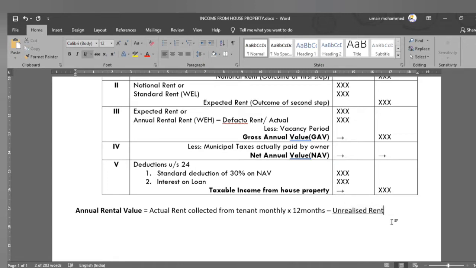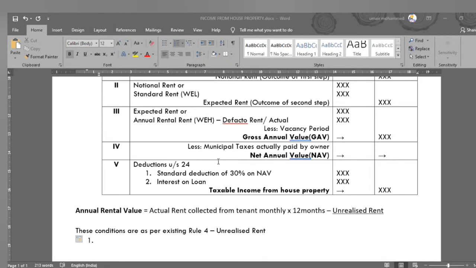So what the income tax department says is that if you want to claim unrealized rent, it is very important that you satisfy the conditions of rule number 4. Only if you satisfy the conditions of rule number 4, you can claim unrealized rent. In case you do not satisfy the conditions of rule number 4, you cannot claim unrealized rent. So what are these conditions mentioned in rule 4? The first condition is that the claim has to be genuine. It can't be a fake claim.